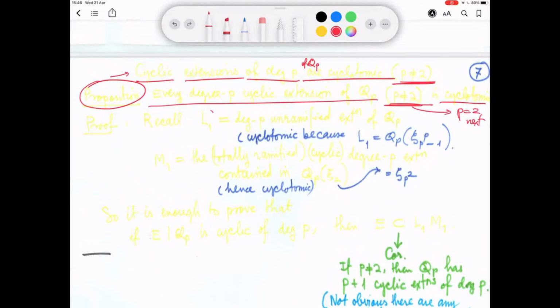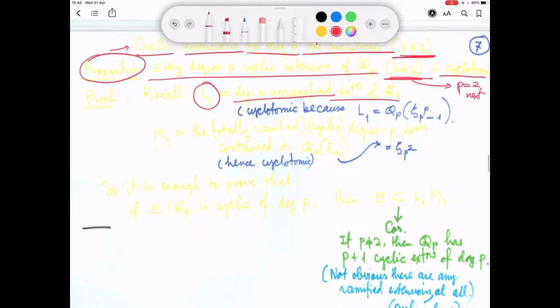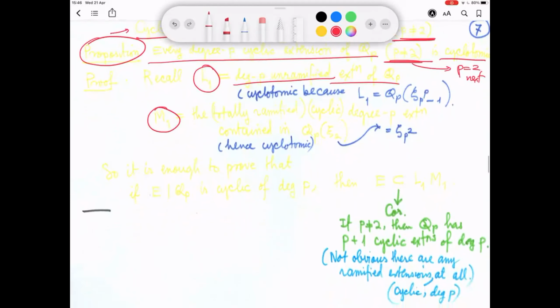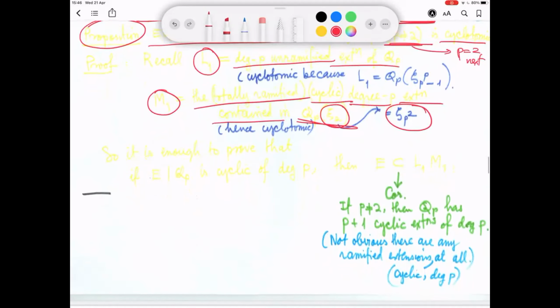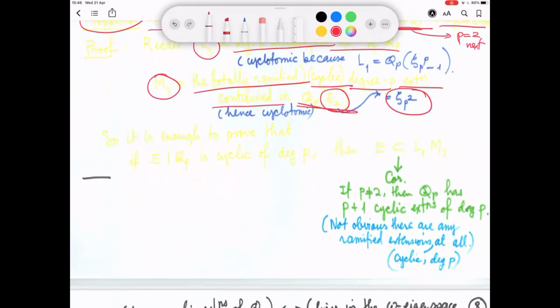Now, recall our notation. L1 stood for the degree p unramified extension of Qp. And M1 stood for the totally ramified cyclic degree p extension of Qp contained in Qp(psi 2), where psi 2 was the same as zeta p squared. So this M1 is of course cyclotomic because it's contained in Qp(psi 2), and psi 2 is a primitive p squared root of unity.